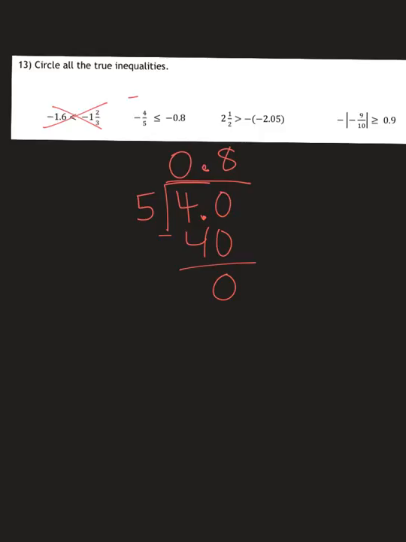Next, we have negative 4/5 is less than or equal to negative 0.8. So top dog in the house, 4, 5 on the outside. 5 can't go into 4, put a 0, add our decimal, add our 0. 5 goes into 40 8 times perfectly, and we're done. So negative 4/5 as a decimal is negative 0.8. Negative 0.8 is equal to, which is allowed in this inequality. So this would be a true statement.